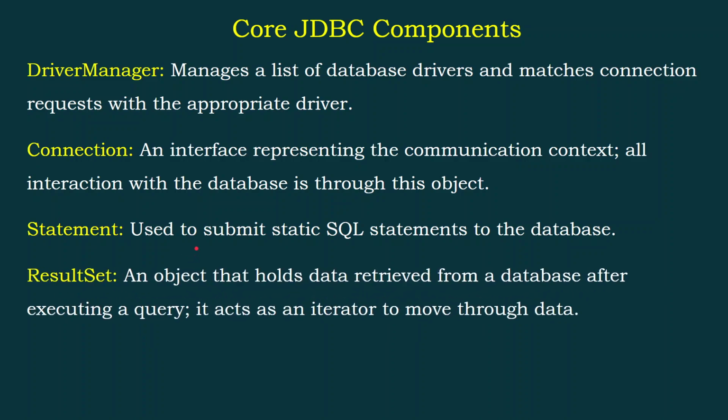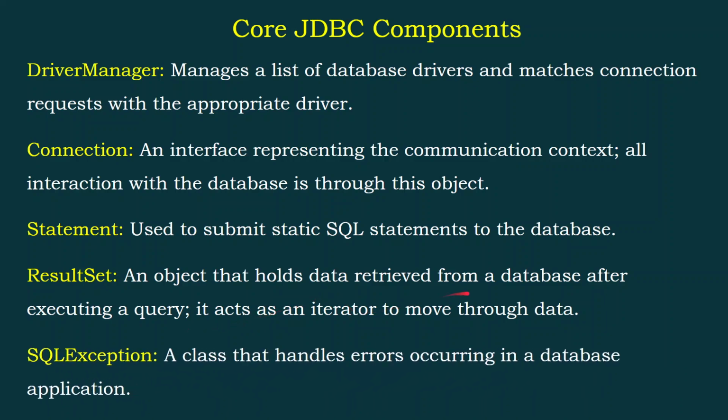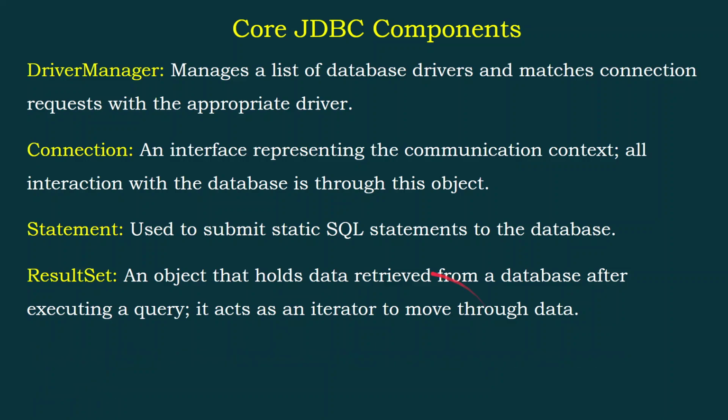Then result set, an object that holds data retrieved from a database after executing a query. It acts as an iterator to move through data. So here we know that after making the query, we get some result. That result should be stored in a variable. Here it is called a result set. Okay, so now that answer from the query is stored in an object called result set. From that we can iterate our process through the application. That is the result set.